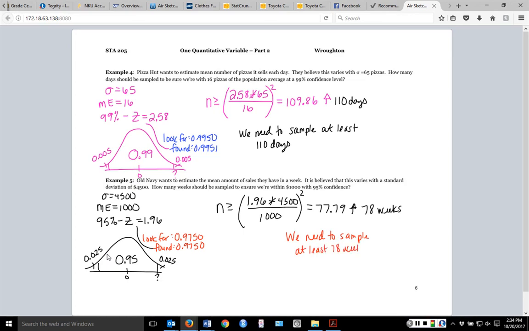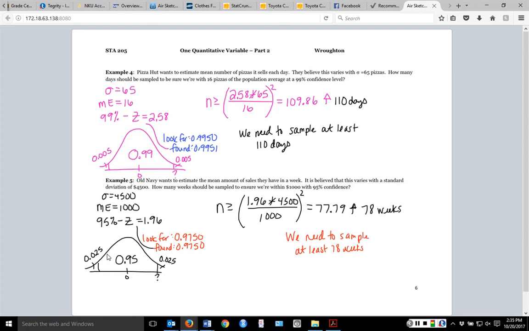Again, we kind of focus on the math, but this is really practical. Now Old Navy is going to stop and think, okay, can I take the time to sample 78 weeks? Is that going to cost me too much time and too much money? Now, assuming they can go back to past sales, they're probably fine in finding 78 different weeks that they have sales for. Obviously, if this was brand new and they had to wait 78 weeks to get their answer, that's a year and a half. I don't think they want to wait that long to find out their answer.